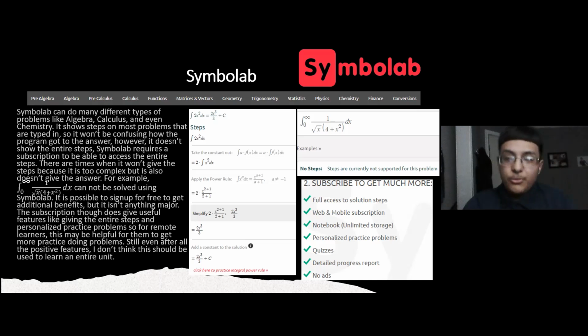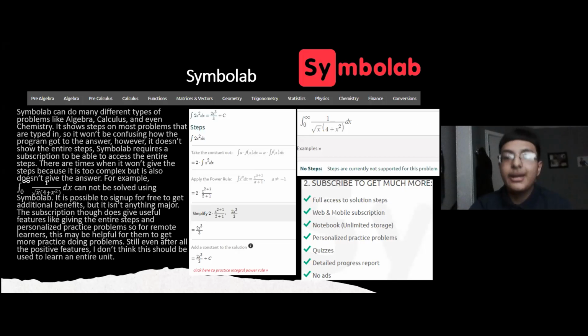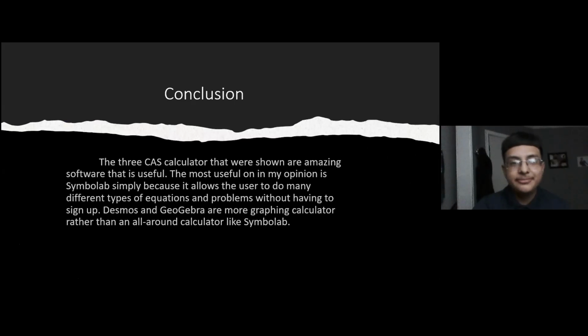With learning, it says you're able to do quizzes and personalized practice problems, but I still don't think it's a good idea to use this as a learning tool. You shouldn't be teaching yourself with Symbolab. You should just be practicing with it instead of trying to teach yourself with it. I think Symbolab is definitely good with that, and same with these other ones. You don't want to be teaching yourself with these, but more practicing with them in order to get everything down. And that's about it.